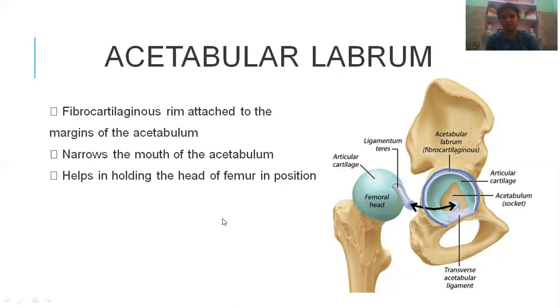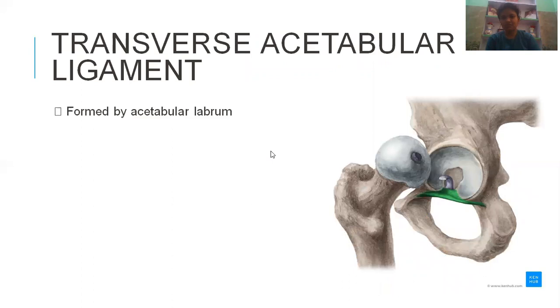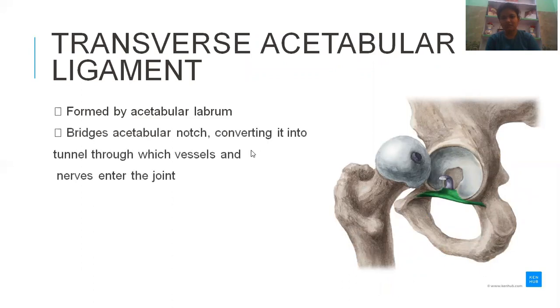The acetabular labrum is a fibrocartilaginous rim attached to the margin of the acetabulum. It narrows the mouth of the acetabulum and helps in holding the head of the femur in position, as we can see in this diagram. The transverse acetabular ligament is formed by the acetabular labrum. It bridges the acetabular notch, converting it into a tunnel through which vessels and nerves enter the joint. Here it is converting into the tunnel.